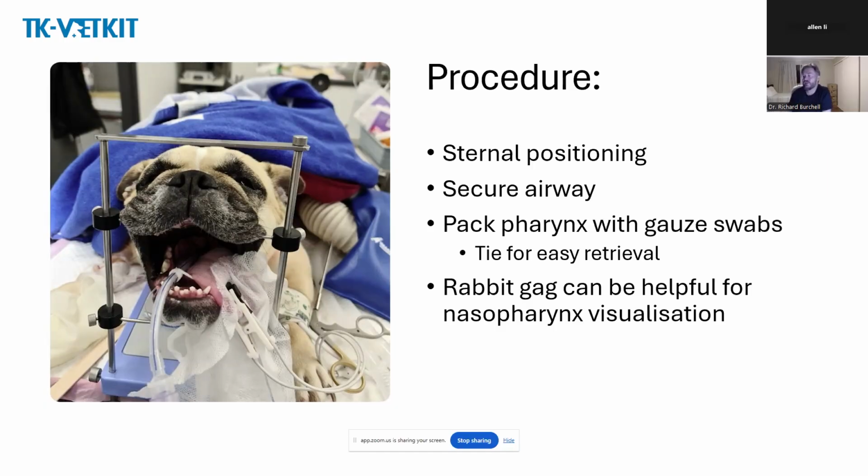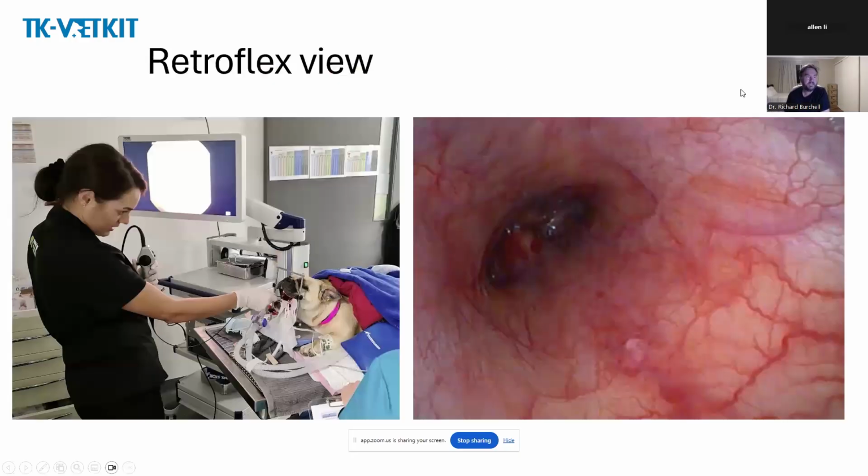But you certainly don't have to have this. And I have, on many occasions, done rhinoscopy without a rabbit gag, just by propping their head up on a stack of towels or Inco pads or what have you. So you don't have to do it. But if you have a rabbit gag, particularly if you are doing a lot of BOAS surgery, and that's what you use it for, this is a very helpful positioning aid.